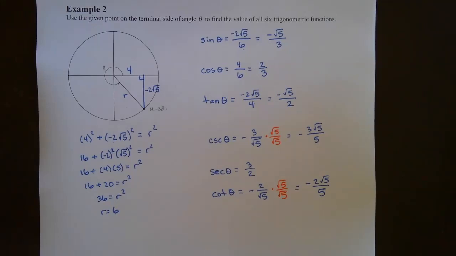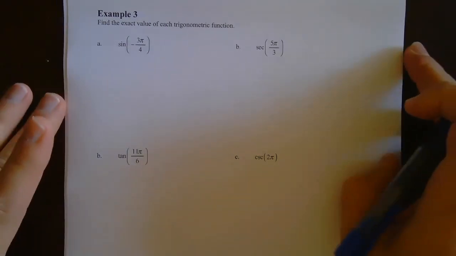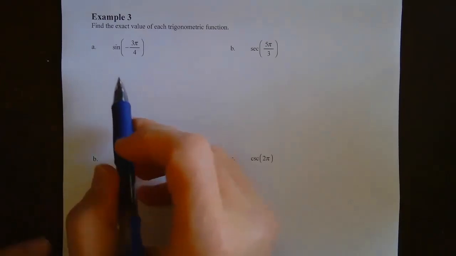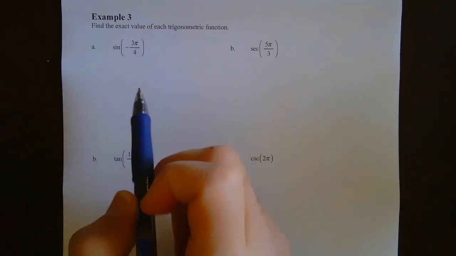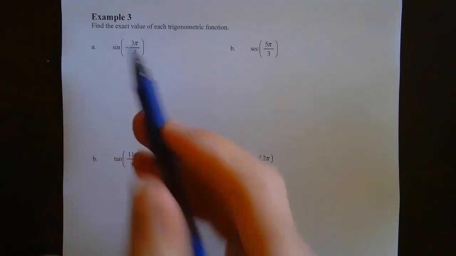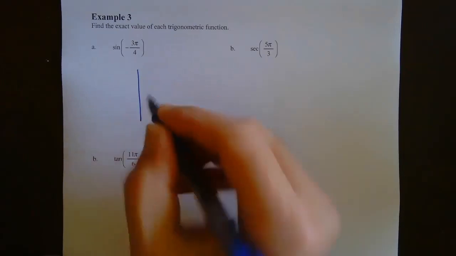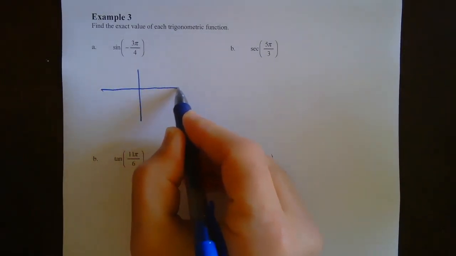All right, so let's go to example number 3. Okay, for example 3, this is going to be a lot like what we did yesterday. It's just going to be with all 6 trig functions instead of just the 3, sine, cosine, and tangent, okay? All right, so I want you to find the exact value of sine of negative 3 pi over 4, okay? So we got to do our angle of rotation. So we're going to draw a diagram. We're going to put it all together. This is the most important thing, okay?